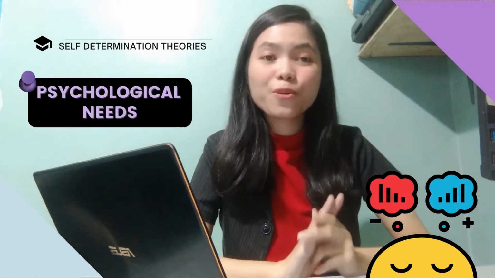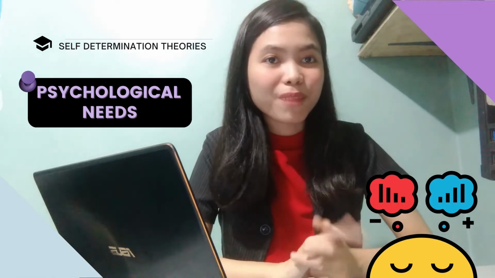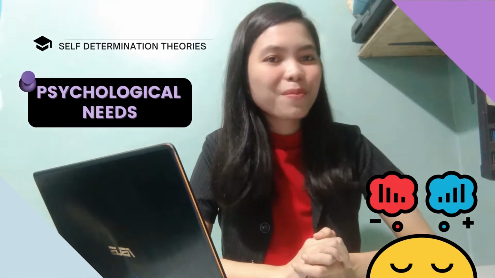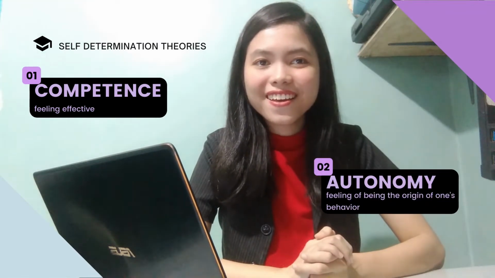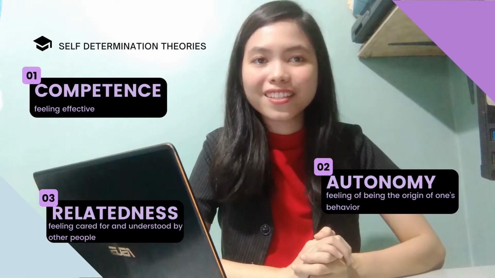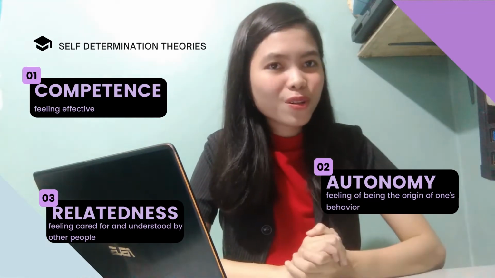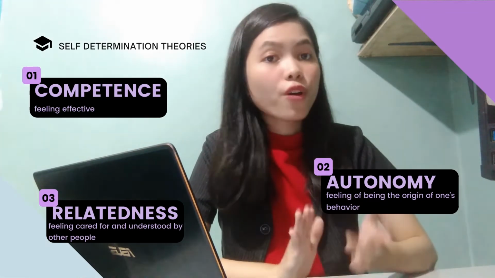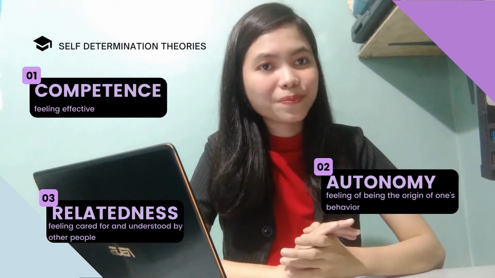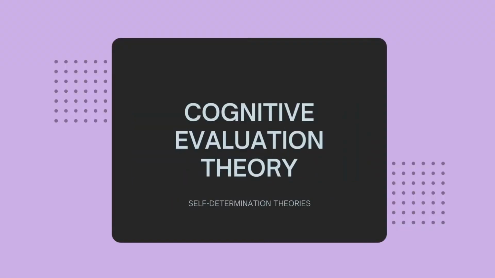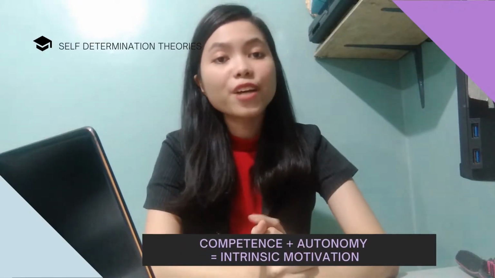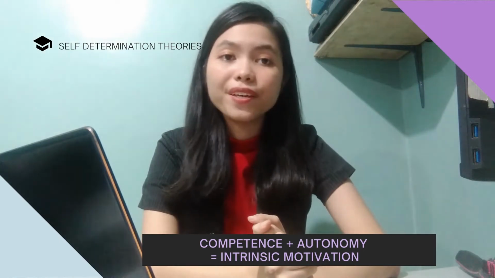But before that, let's recall the 3 innate human psychological needs postulated by self-determination theory, namely the need for competence, the need for autonomy, and the need for psychological relatedness, the satisfaction of which are essential nutrients for effective functioning and wellness. Now, let's go over the first mini-theory, which is cognitive evaluation theory. It states that you need to feel competence and autonomy in order to have intrinsic motivation.